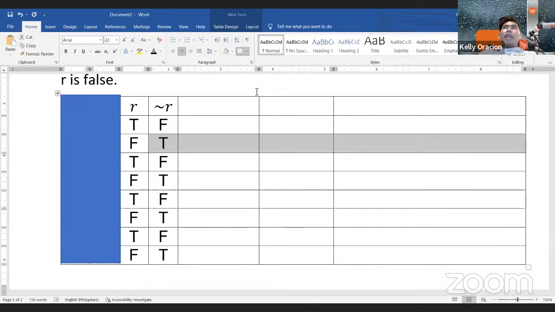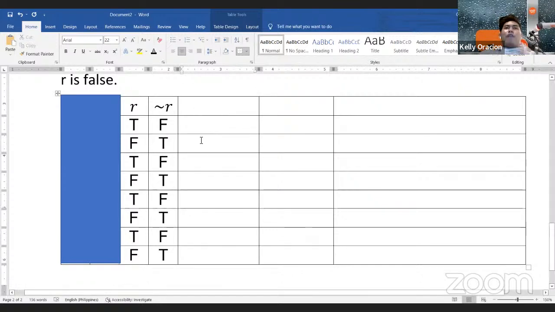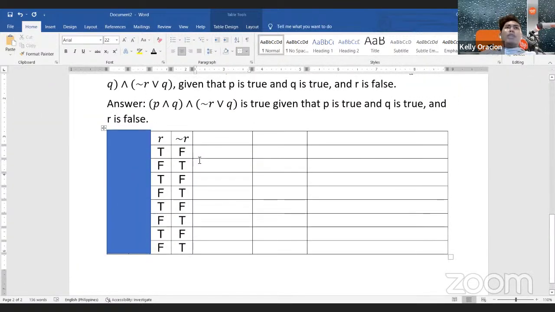If you have a complaint or concern, you can raise it right now. I am very open to any form of correction and comments. If I am wrong, just point out what I got wrong. So we're done with the negation of R. Sir, what's the next?